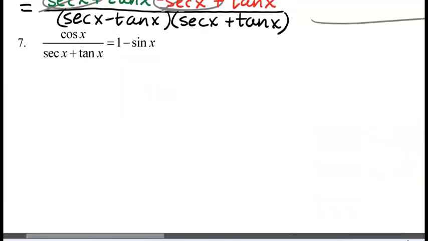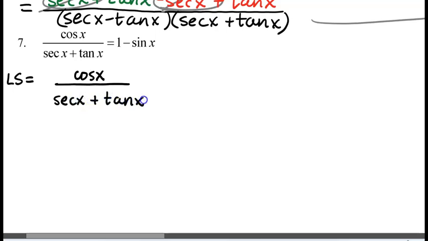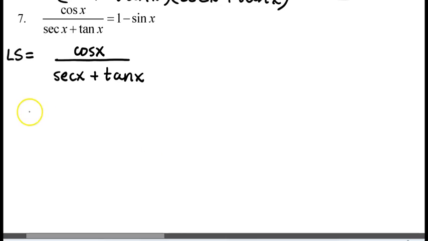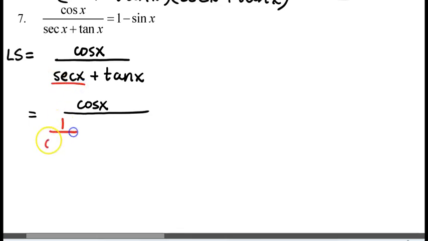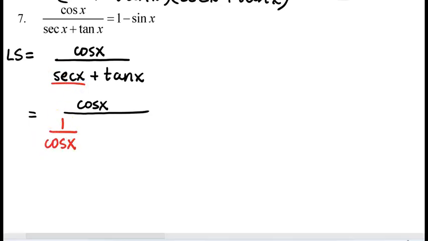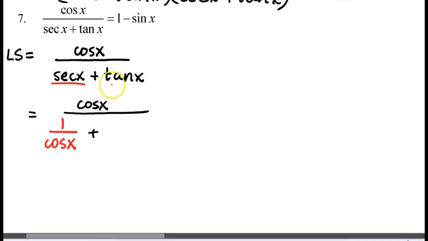I'm going to start example 7 with the more complicated side. The fraction of cosine x divided by secant x plus tan x. I'm trying to show that that's equal to 1 minus sine x. I'm going to switch to sine and cosine. So I'm going to leave the numerator of cosine x the same. The denominator with the secant x, I will replace using a reciprocal identity. And the denominator with the tangent x, I will replace using a quotient identity. So now we have this expression here.